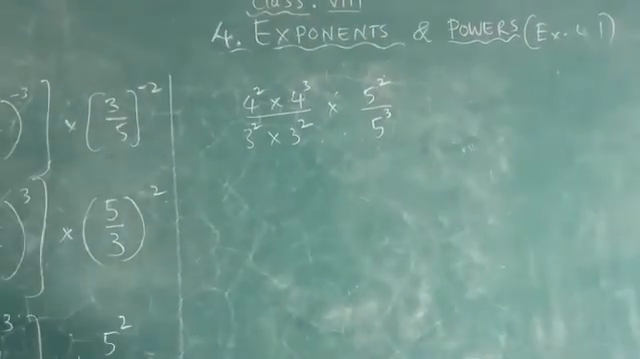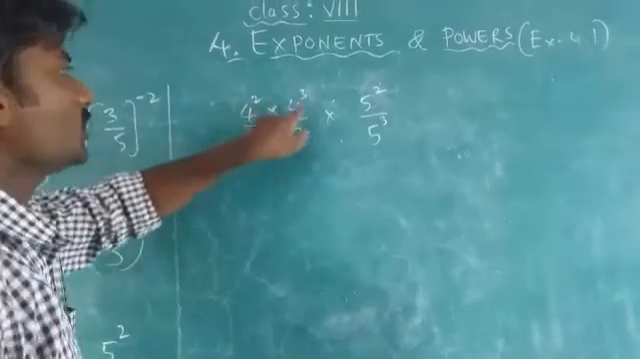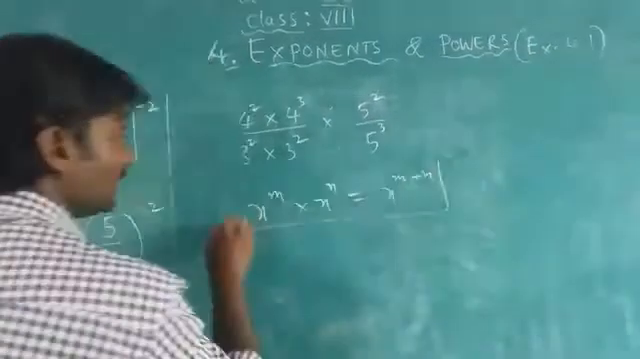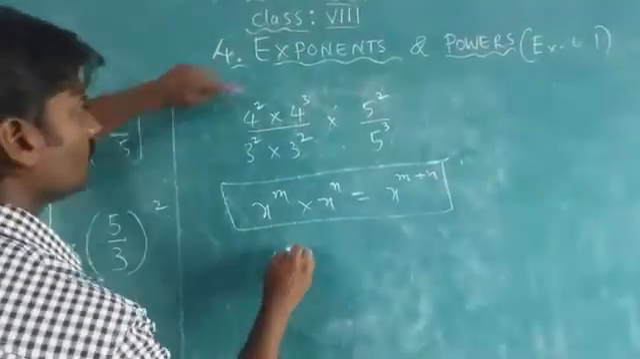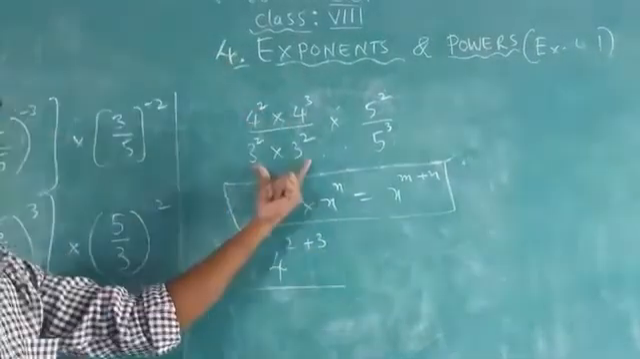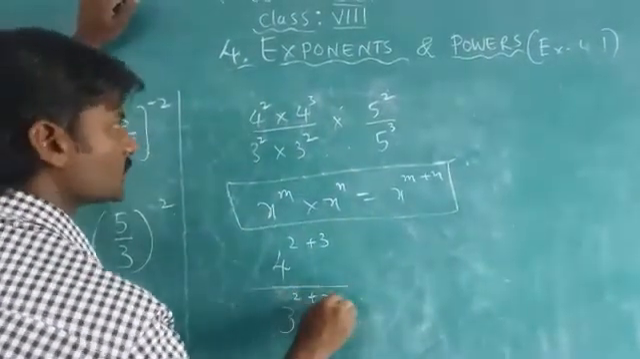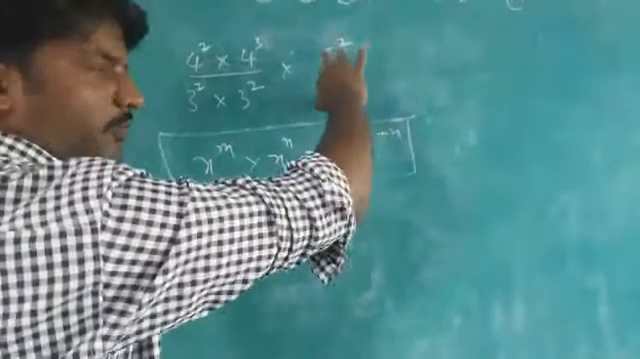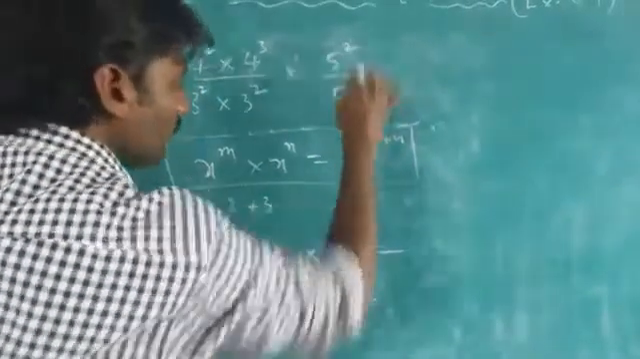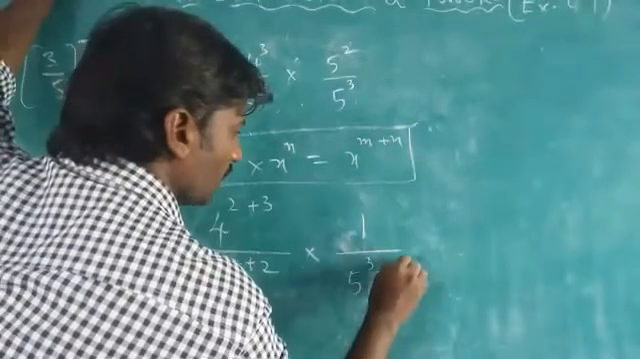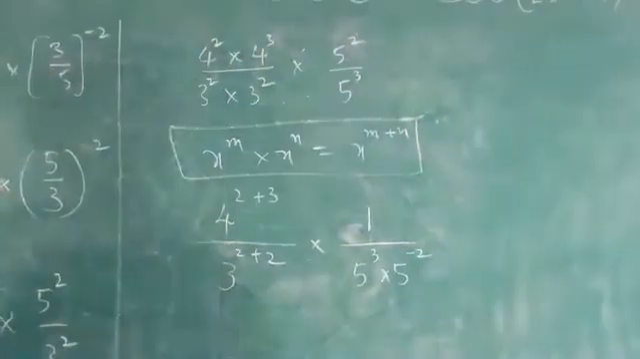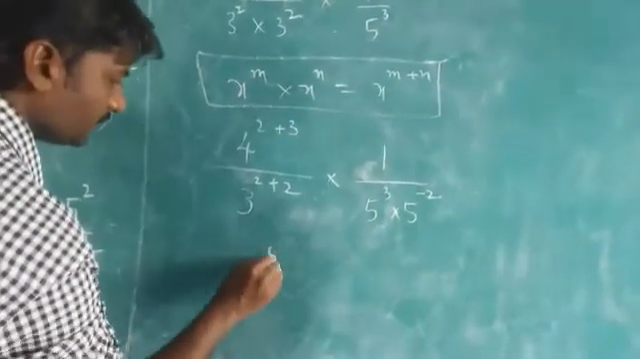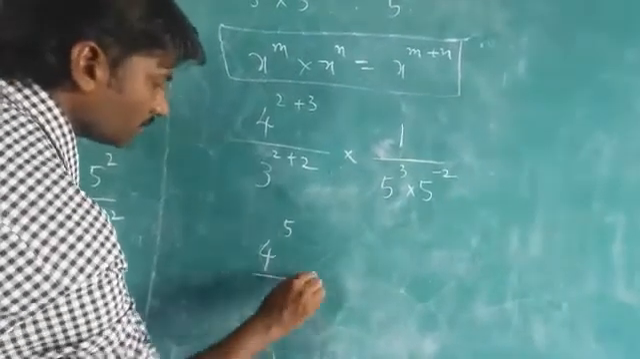Okay children? Now use the formula x to the power of m into x to the power of n is x to the power of m plus n. Now 4 to the power of 2 plus 3. Same formula applies here also, that is 3 to the power of 2 plus 2. If you want to get the textbook answer, you need to do like this. This 5 square you just write in the denominator like 5 to the power of minus 2 using the formula x to the power of minus m.